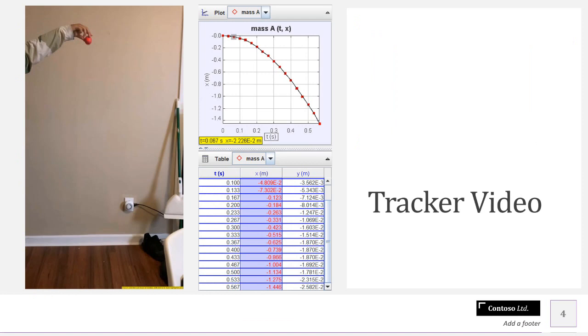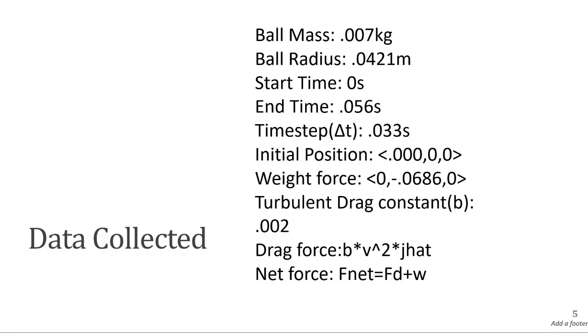Here is my video of me dropping my EOS lip balm within the Tracker software. In Tracker, I plotted the point of mass for each frame, resulting in getting the data for me to compare to the conceptual model. Here is just the data collected: the mass of the lip balm, the radius, the start and end times, the time step, the initial position, the weight force, turbulent drag or B, drag force, and net force.